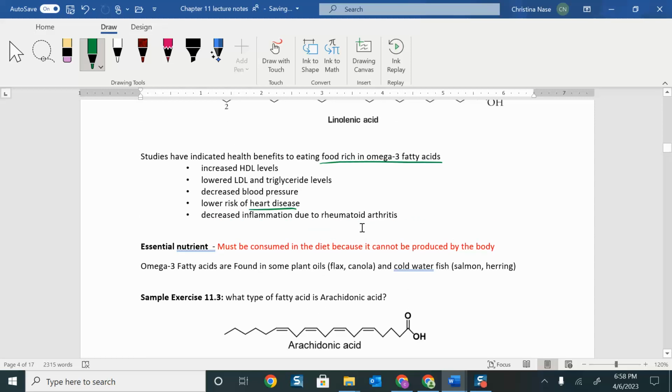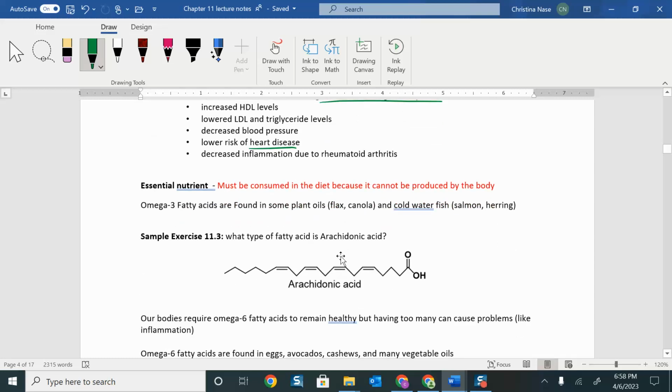Omega-3 fatty acids, where do you find those? These are essential nutrients, which means your body does not make them. You have to consume them in your diet in order to have them. You can find omega-3 fatty acids in some plant oils like flax, canola, and also fish, and fish oil supplements. So you'll see cold water fish like salmon and herring, and if you look on a bottle of those fish oil supplements, I can smell them, you'll see that they have these omega-3 fatty acids in there as well.